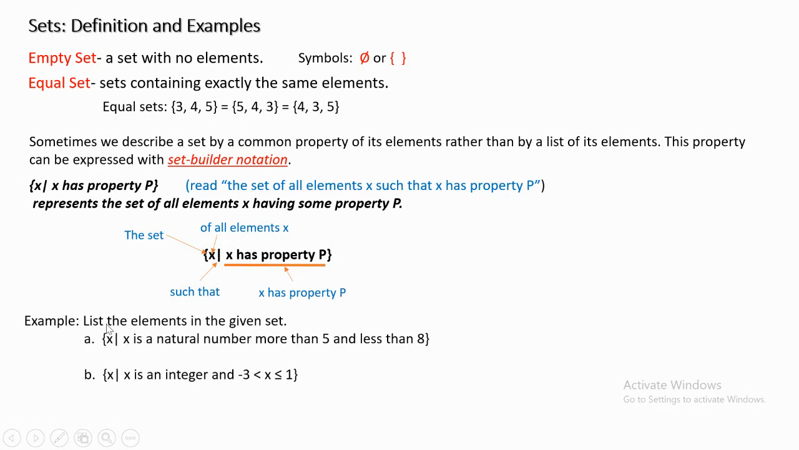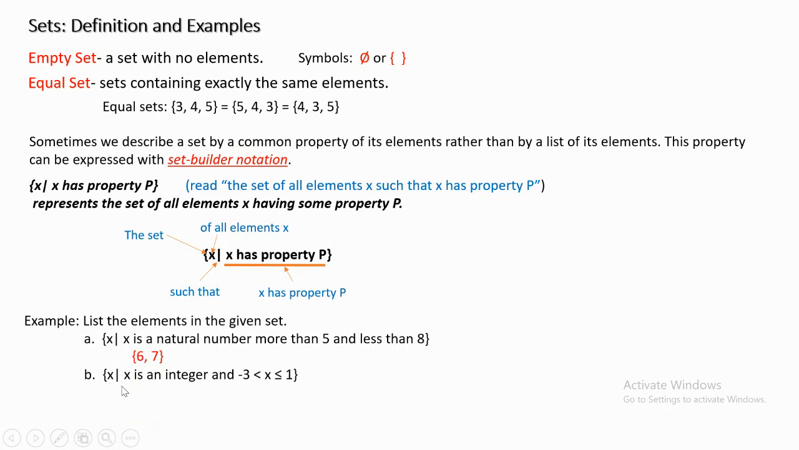Okay, now, example: list the elements in the given set. The set X such that X is a natural number more than 5 and less than 8. Natural numbers are numbers that begin with 1 and go all the way to infinity. A number more than 5 means 5 is not included, right? Because it says more than 5. So it's got to be 6, 7, and less than 8. So it's going to be 6 and 7.